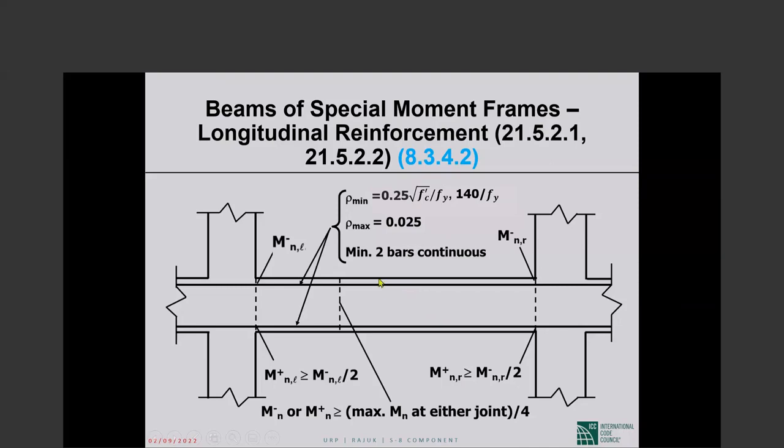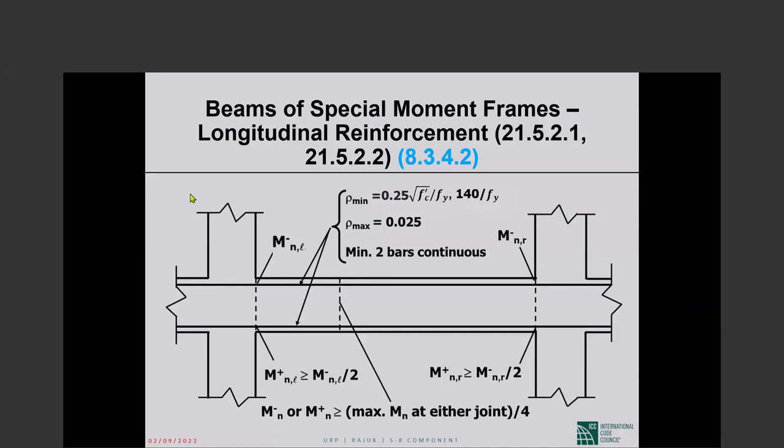The minimum reinforcement ratio, top as well as bottom, is either 140 over f sub y or 0.25 square root of f sub c prime over f sub y, whichever is the smaller of the two. Okay, so there is a minimum limitation, there is a maximum limitation, and 2 bars continuous top and bottom.